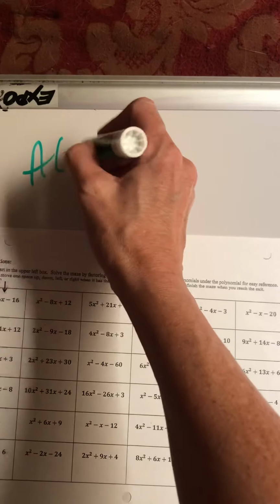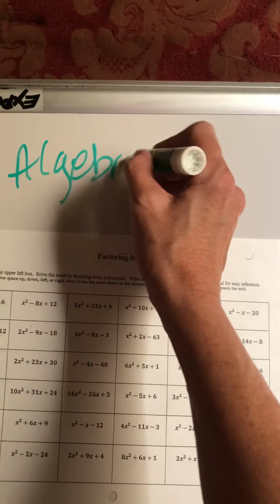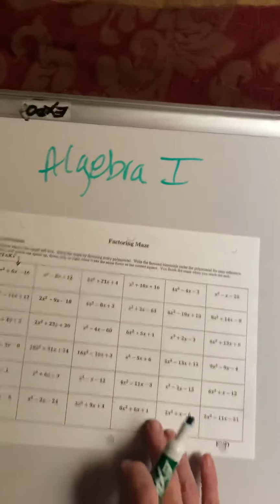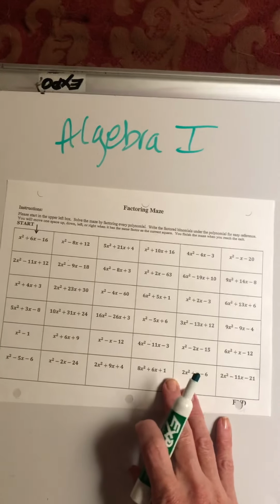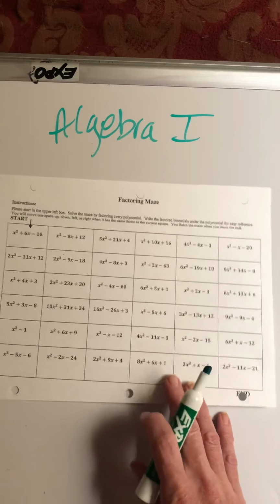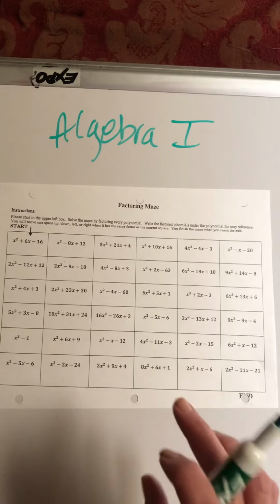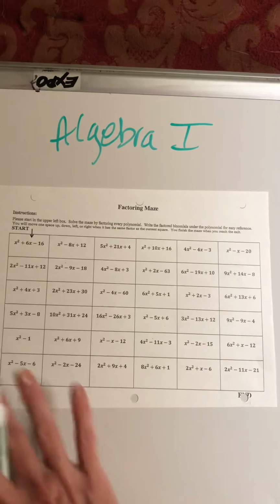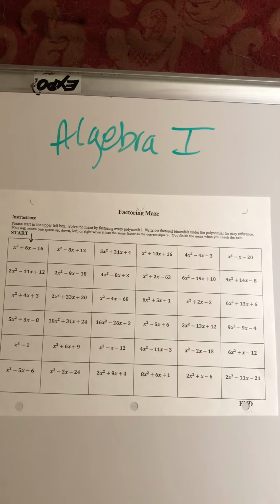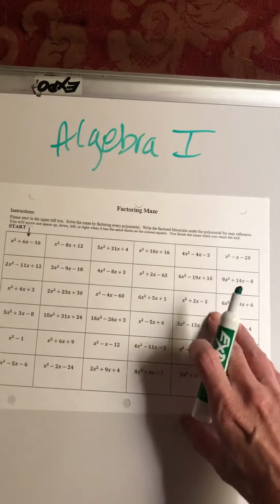Okay, this is for Algebra 1. I'm showing you what I want you to do on this factoring maze. I'm going to send the attachment out with the factoring maze on it for you to print out. You're going to have to print it out because you've got to do the factoring on it, and then you've got to color on it as well. So I'm going to explain what you need to do.